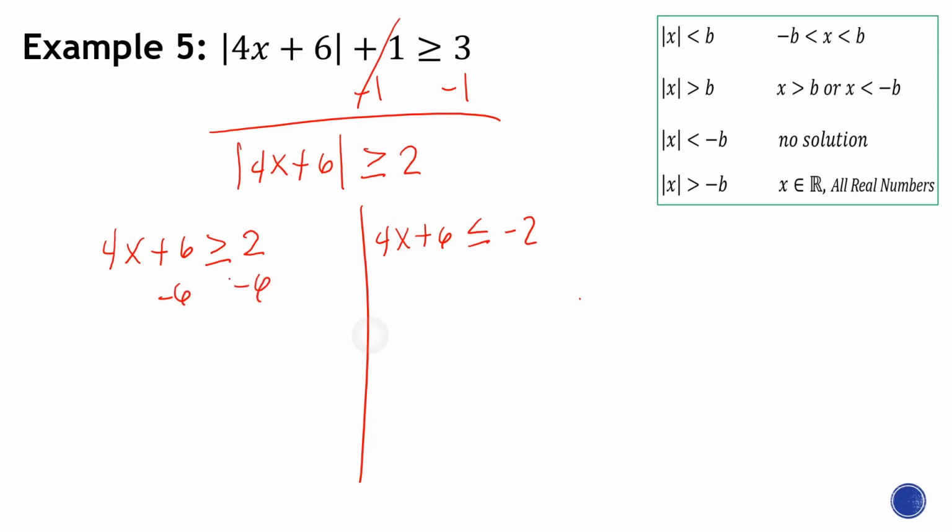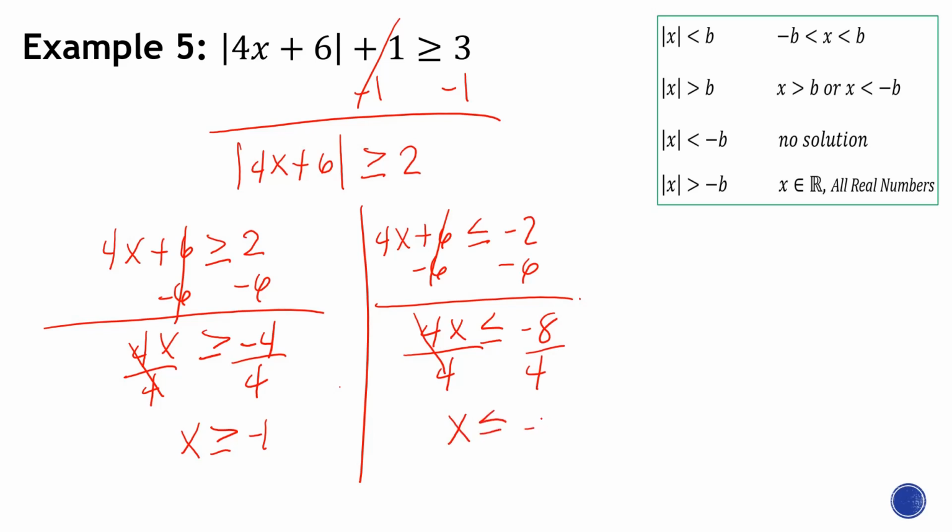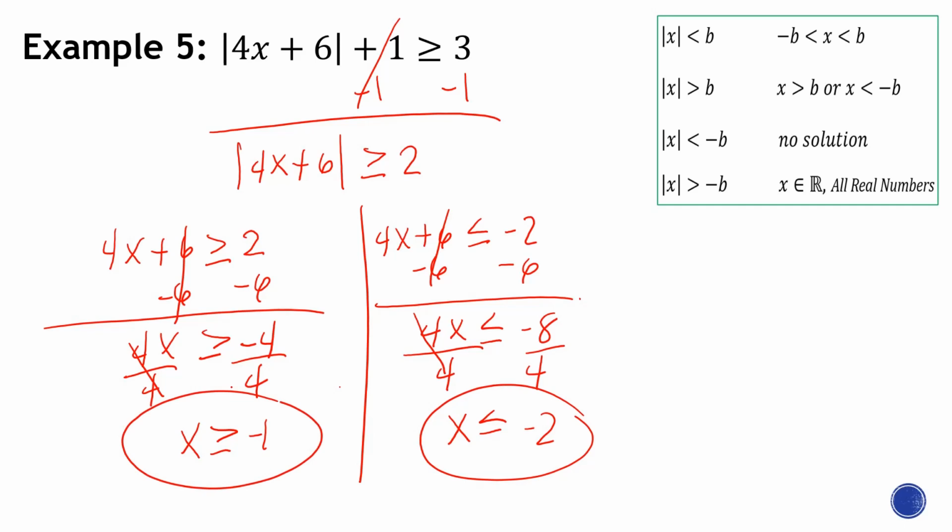Minus 6, minus 6. This is negative 4. This is 4x divided by 4, divided by 4. x is less than or equal to negative 1. Here, subtract 6 on both sides. This is 4x is less than or equal to negative 8. Divided by 4 on both sides. So x is less than or equal to negative 2. There you go. Those are the answers.